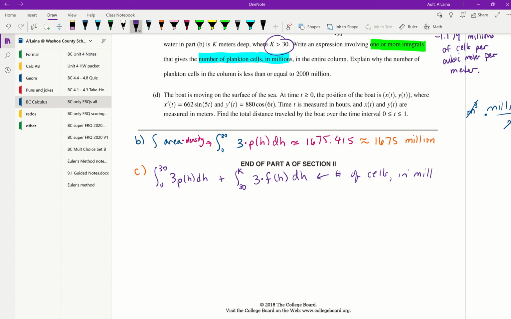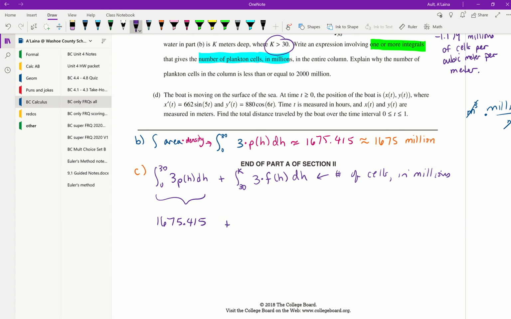But now they want me to show why I know that this has to be less than or equal to 2,000 million. Well, I actually know what this is. We calculated this. Now, I'm not going to use that rounded answer. I'm going to go ahead and use the more accurate answer.